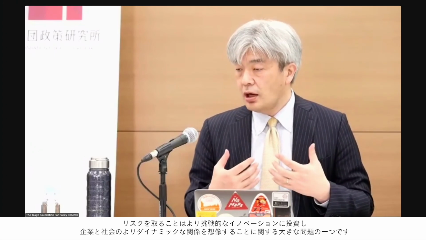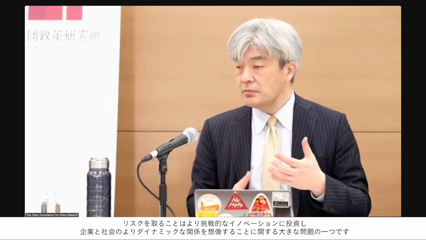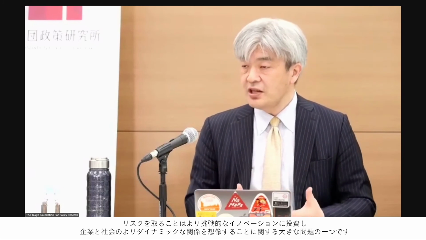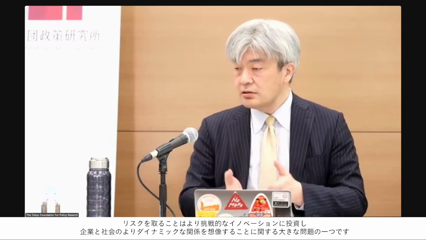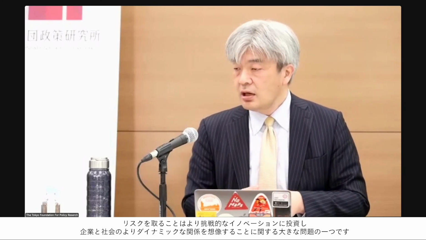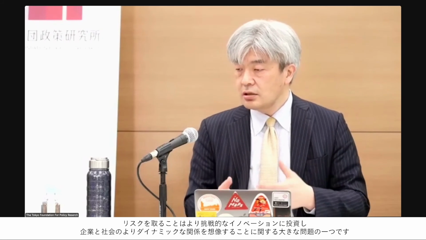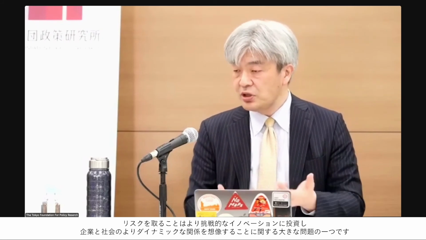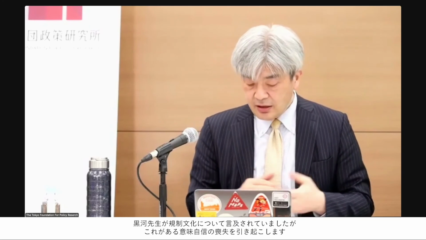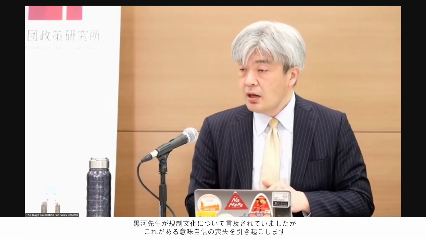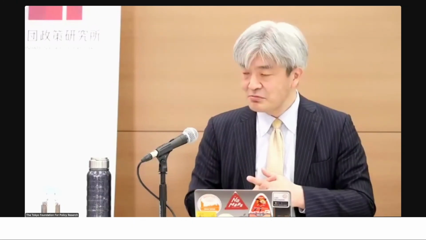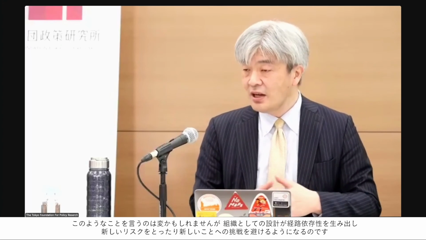Taking risks is one of the big issues with regard to investing in much more challenging innovations and creating a dynamic society, a dynamic relationship between the company and the society. And I think Professor Kurokawa has mentioned this regulatory culture, which is enabling this sort of loss of confidence.